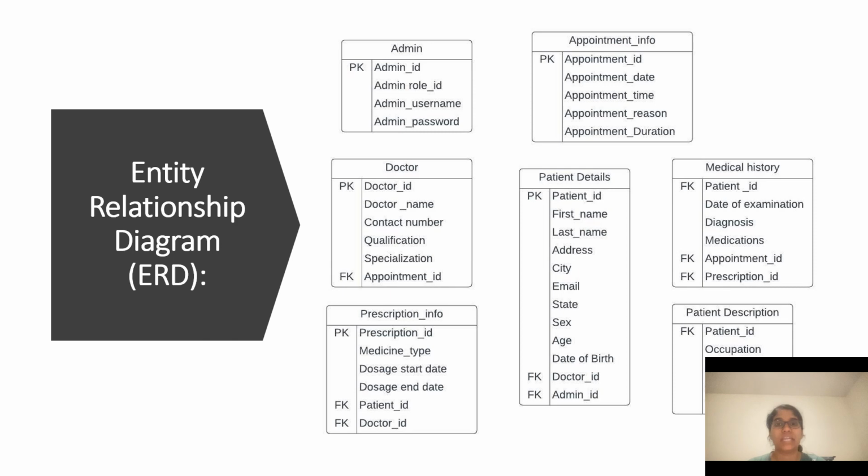Coming to the medical history entity, the attributes are patient ID, which is a foreign key from the patient details entity, and then the date of examination, the diagnosis for the patient, and the medications given to the patient. The next attributes are appointment ID and prescription ID. These both are foreign keys from the appointment info table and the prescription info entity. So these are considered foreign keys in the medical history table.